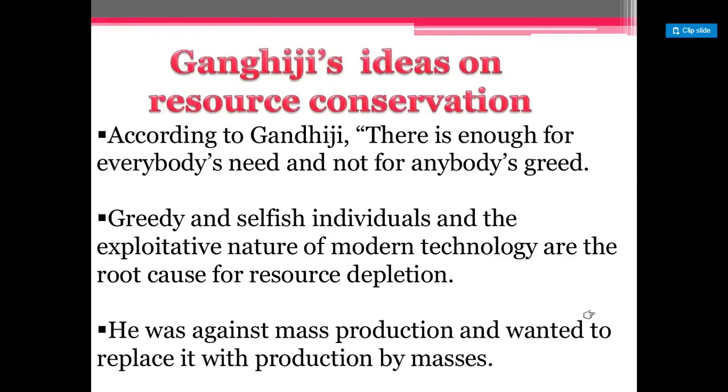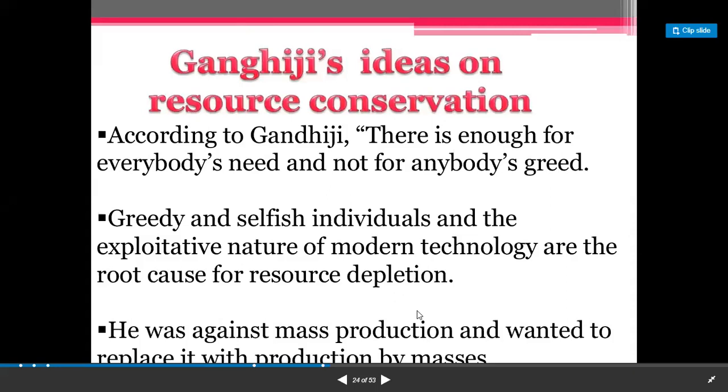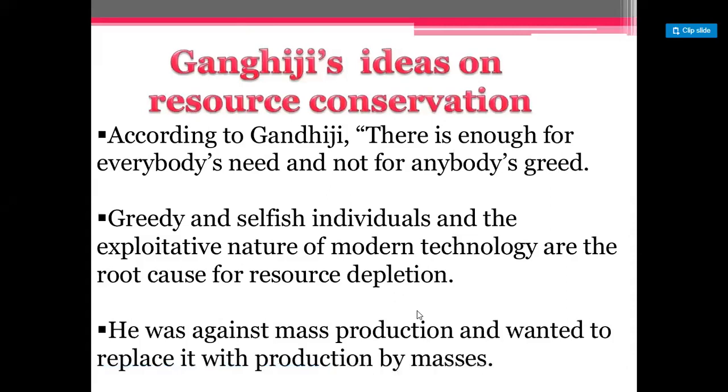Yes, tell me, beta. Ma'am, he was against the mass production. What do you mean, in a simple word, by mass production and production by masses? Yes, Trisha. Mass production means that a single person is producing a large mass of goods by using machines, and instead of mass production, if production is done by a large mass of people, then a lot of people can also be employed.